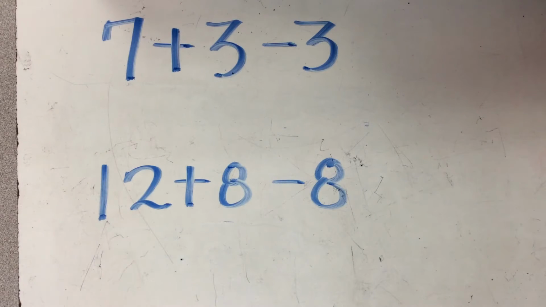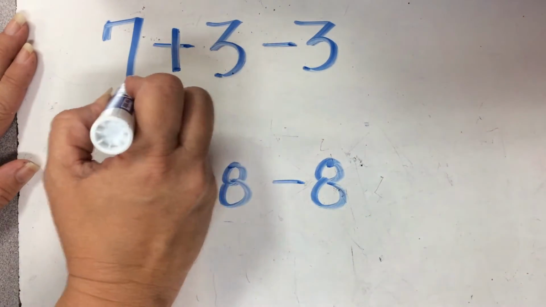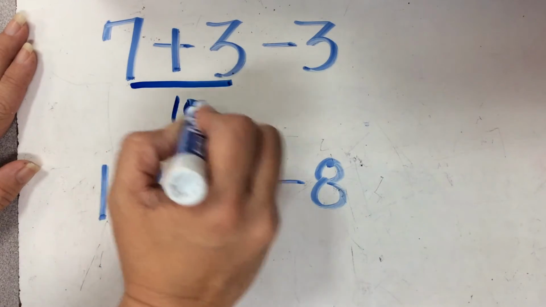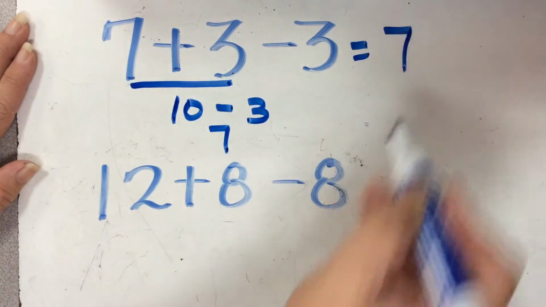All right, we're going to use order of operations to solve a couple of problems. Okay, so because these are addition and subtraction, we're going to do left to right. So 7 plus 3 gives me 10, and then 10 minus 3 gives me 7. So my answer is 7.